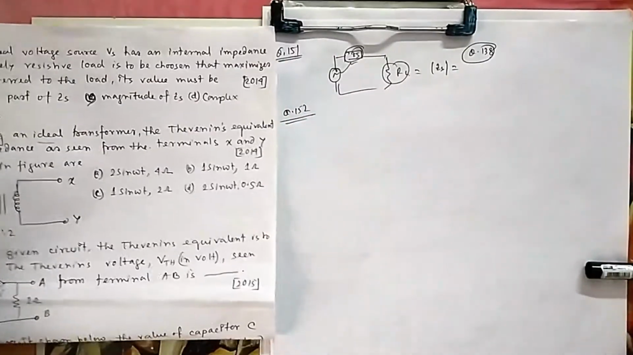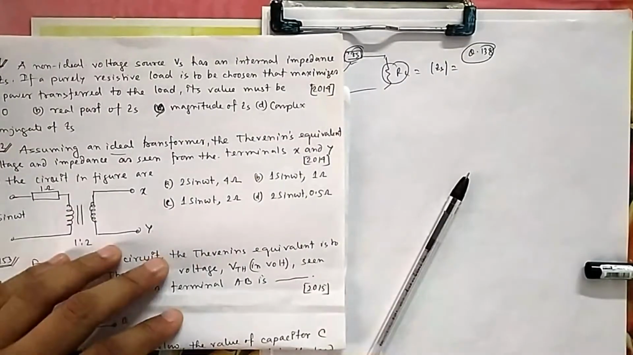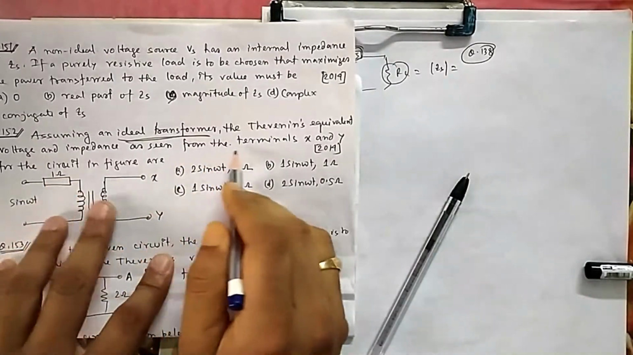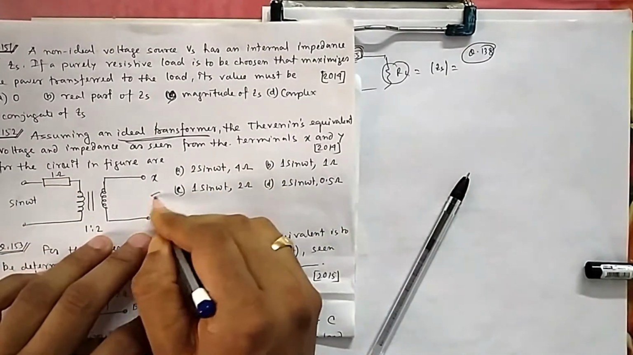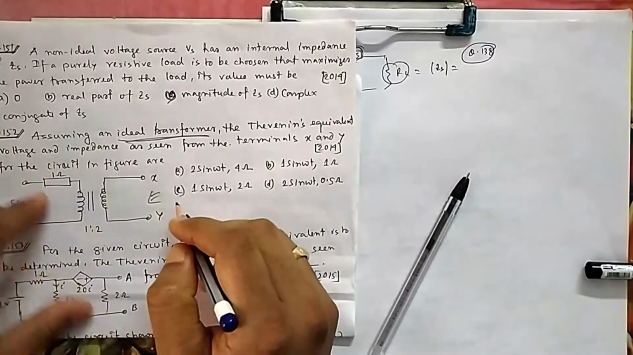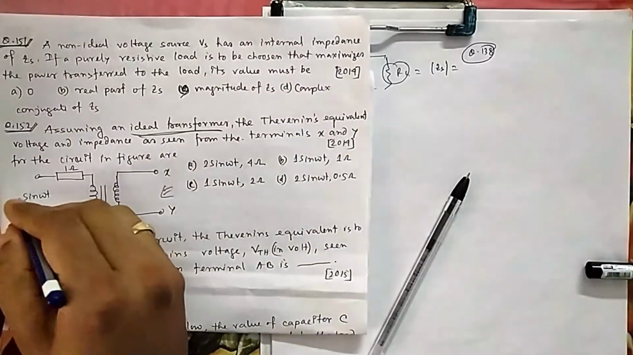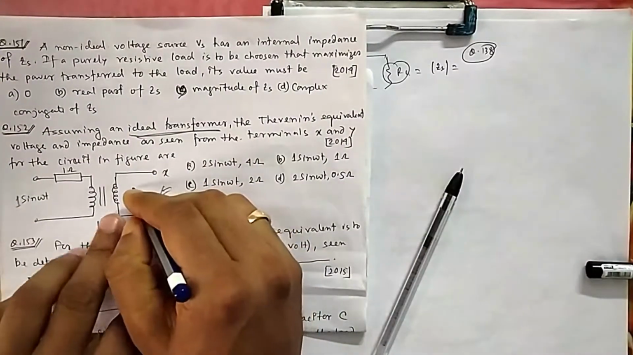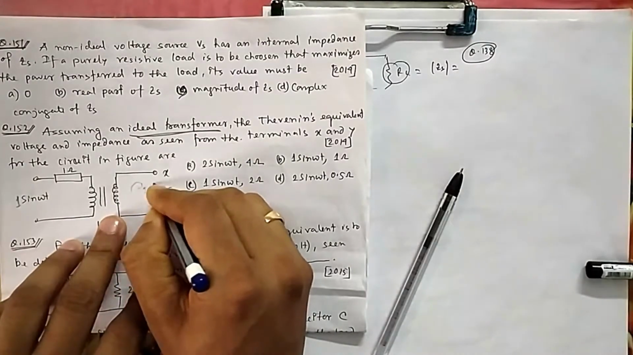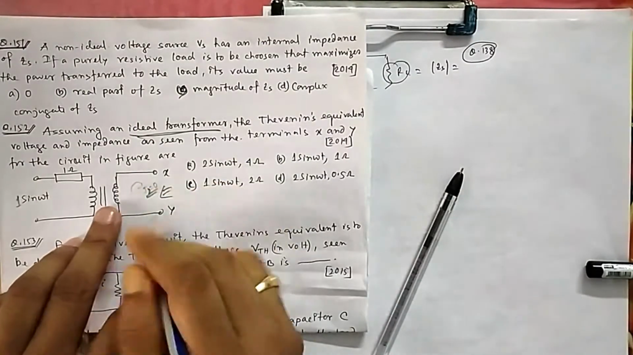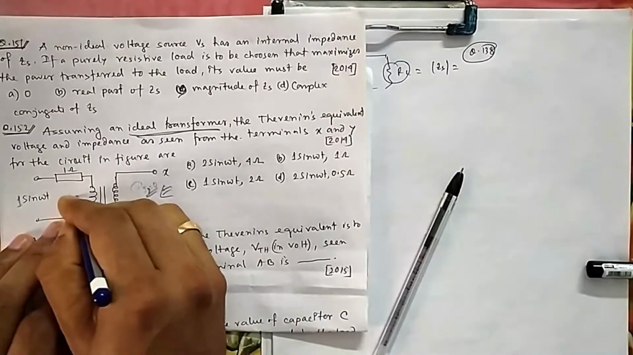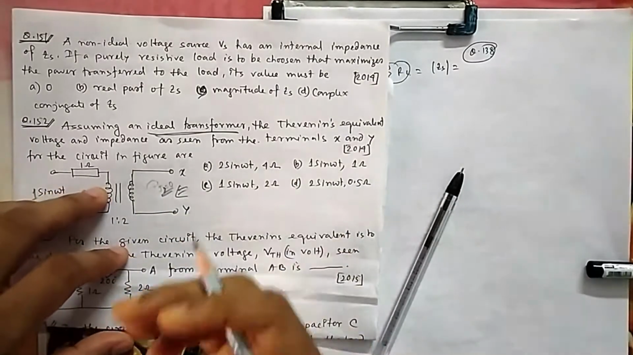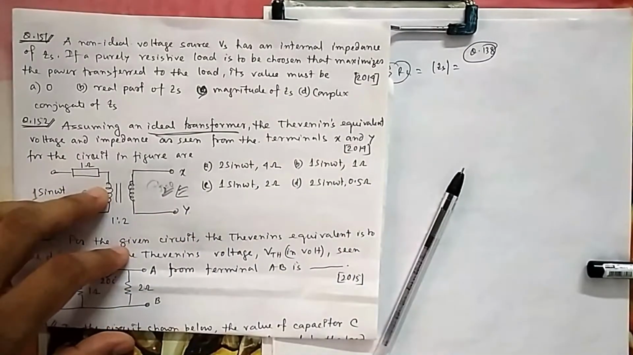Question number 152, assuming an ideal transformer. You have to be careful about this line, ideal transformer. The Thevenin's equivalent voltage and impedance as seen from terminals X and Y. From here you want to see what will be the voltage and what will be the current. So the voltage is here 1 sin omega t. Now because this is open, your I2 current is 0, on the secondary side. So if this is 0, your primary current should also be 0, because this is an ideal transformer. In an ideal transformer the magnetization component is 0.